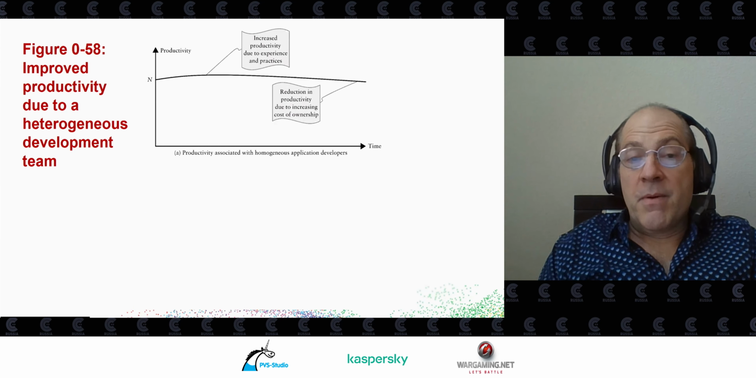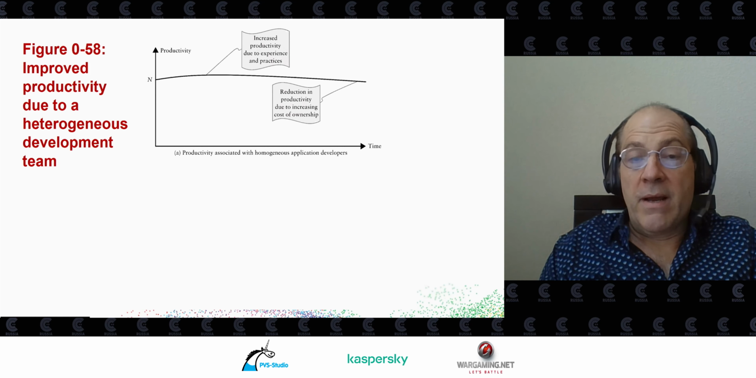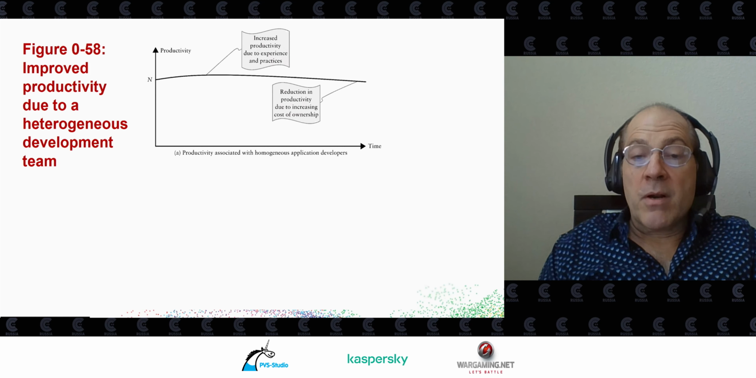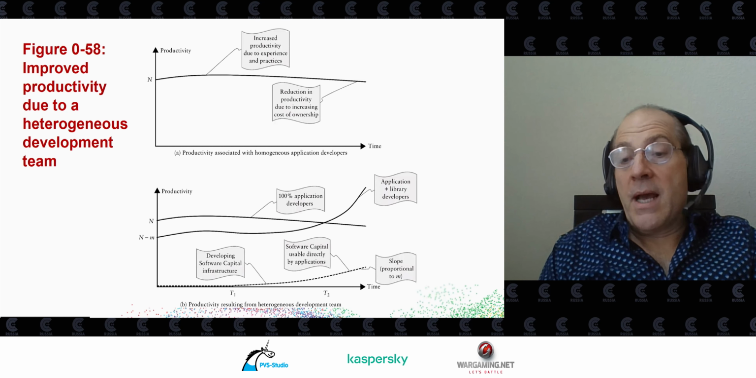So if we were stubborn and did it the old way, like back in 2000 when I joined Bloomberg, if we kept doing the same old, the productivity would have increased, but then it would have reduced due to increasing costs of ownership and replication and whatever. But by joining Bloomberg and by changing the way we do business, we created software capital.